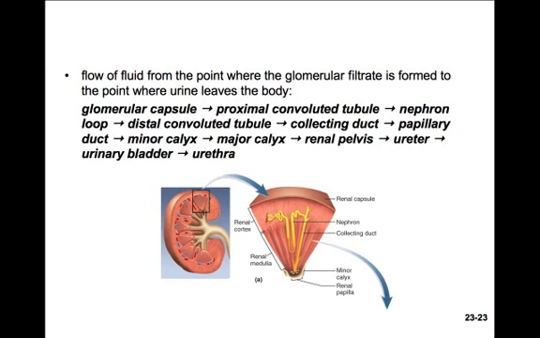So let's step out just a little bit and see how one of these nephrons might possibly fit into the relationship of the medulla and cortex. Fluid first comes in to the glomerular capsule in the cortex here, into the proximal convoluted tubule, down into the nephron loop, into the distal convoluted tubule, to the collecting duct, to the papillary duct, then into the minor calyx, the major calyx, the renal pelvis, the ureter, the urinary bladder, and then out as urine through the urethra.